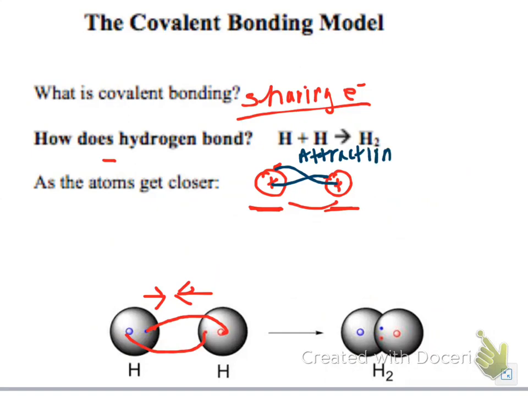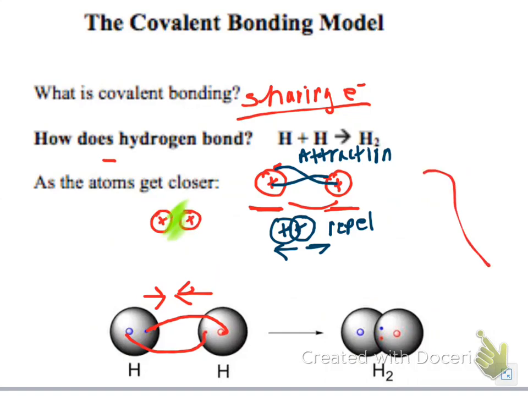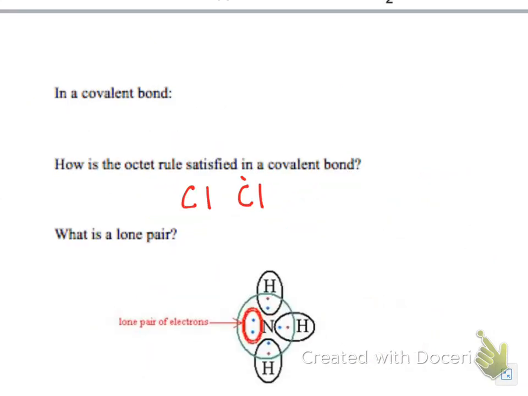That's the attraction. If they get too close together, though, and the nuclei are too close, those nuclei are going to repel each other. So there is this sweet spot where it's just the right distance between them, where there's attraction but not too much repulsion, that causes them to be low in energy, which is the favorite condition, and makes them bond. And when they bond, they end up with this cloud of electron density in between the 2 atoms.